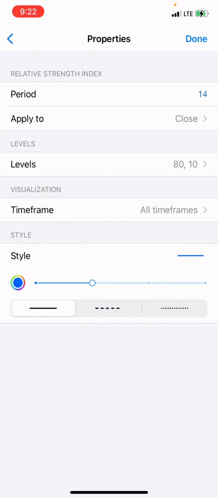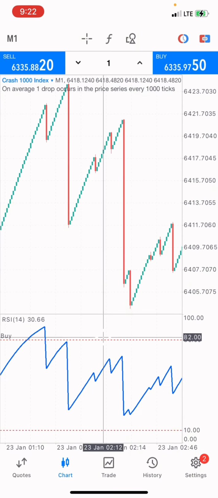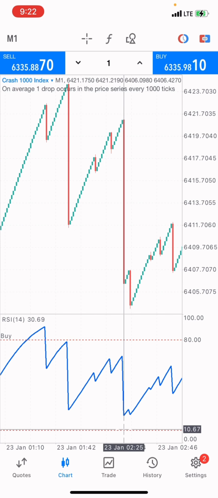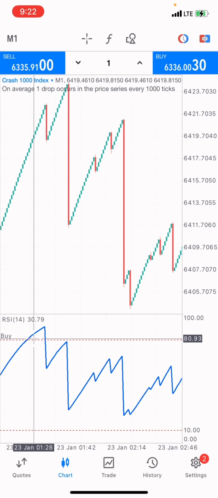Then for the style right here, you put it on 2 pixel, which is the second line. You put the color on blue or any color you want to use. Then you put the line on this first one, then you click on done. So we're seeing 2 levels here, level 80 and level 10, right? But I said we're using just this level alone, which is the 80.